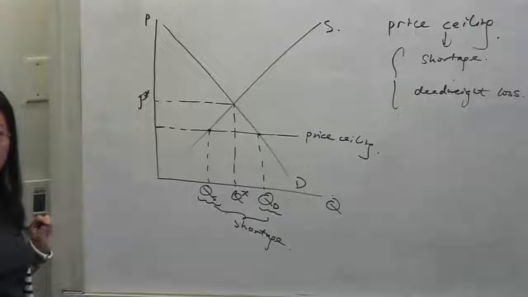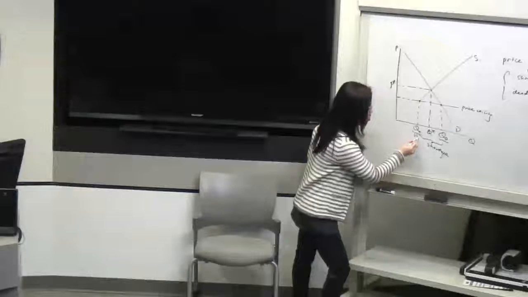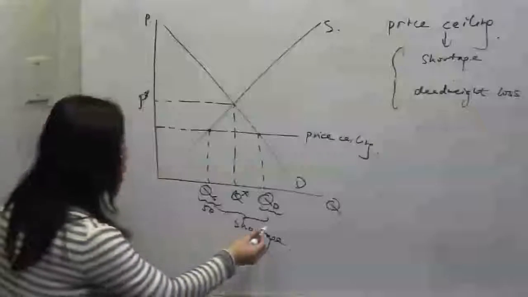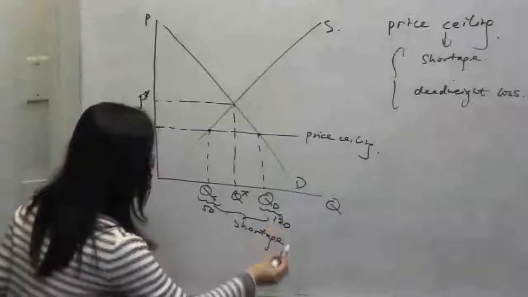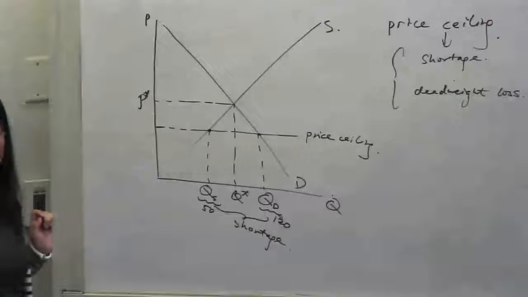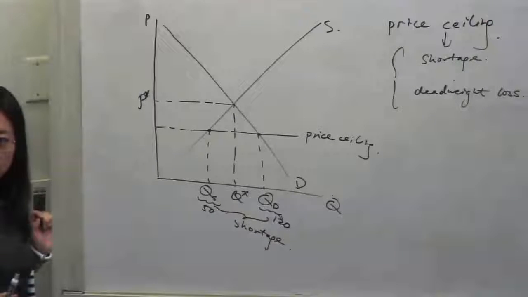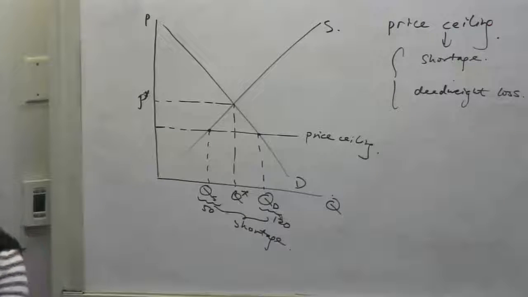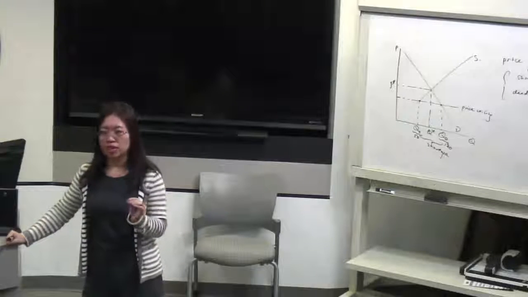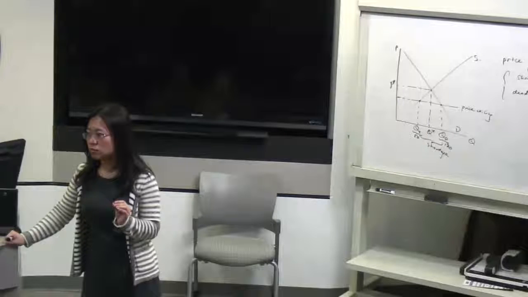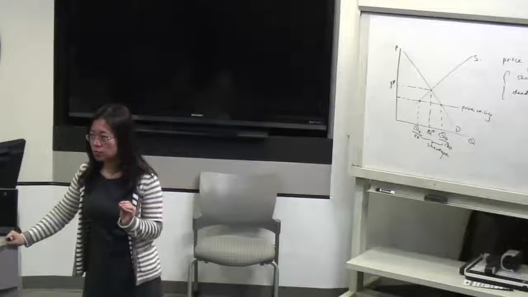So what is the actual quantity that is traded in the market? Let's say I give a number: 50 units have been provided, and 120 units is really what's demanded. So what is the actual quantity that's traded? 50 units are supplied, but actually 120 people want this. Is it 50 or 120?